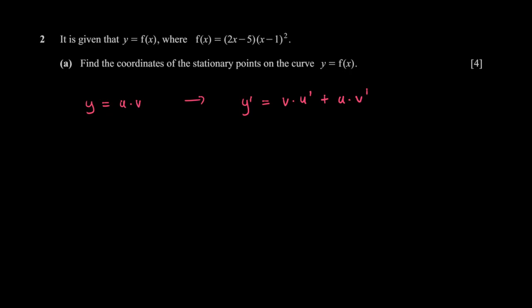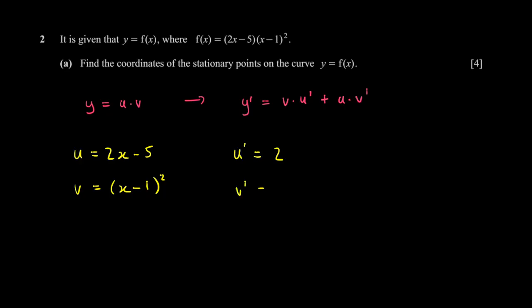And so I've just got to identify what's what, right? So I'll call this function here u, and I'm going to call that function there v, and I just have to differentiate both of them and substitute them in. So u is equal to 2x minus 5, and v is equal to (x minus 1) squared. So if I differentiate u to get u prime, 2x differentiates to 2, and negative 5 goes to 0.